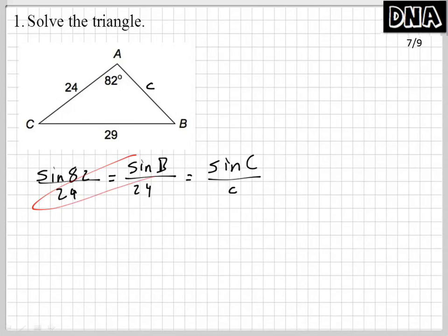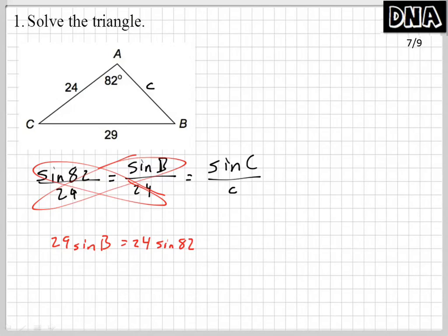So we go to this one and we do our cross multiplication right here. So we go 24. Is that 24? No, that's 29. 29 times sine b, so you have 29 sine b equals, and then you have 24 times sine 82. So you have 24, no, that looks like a 29. So 24 sine 82. Okay?